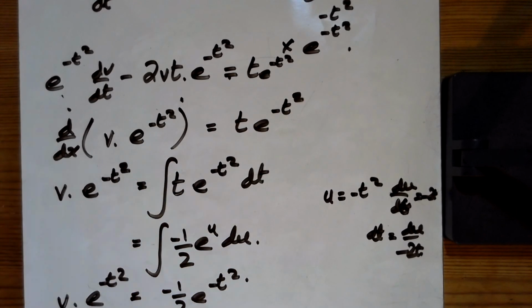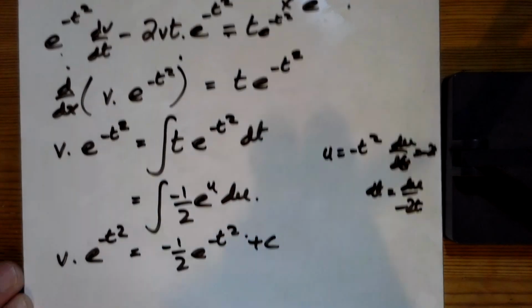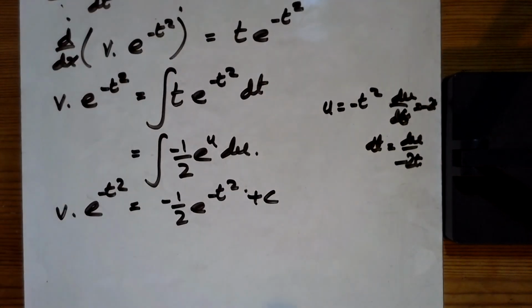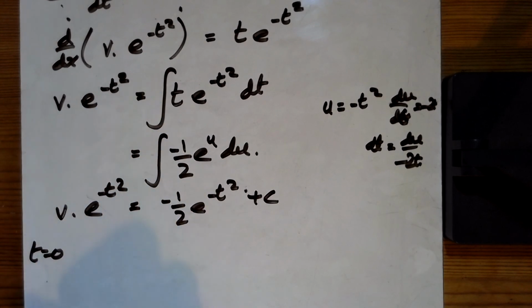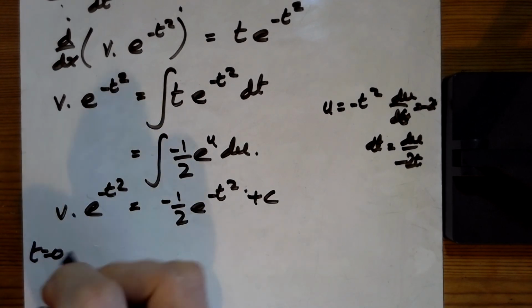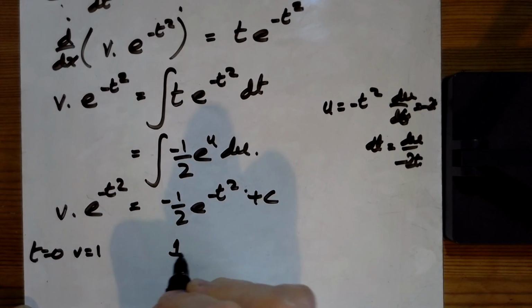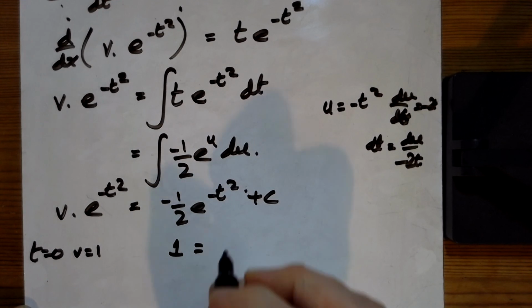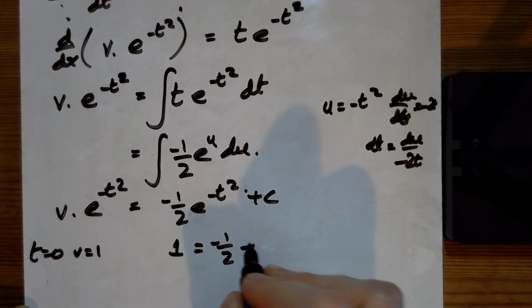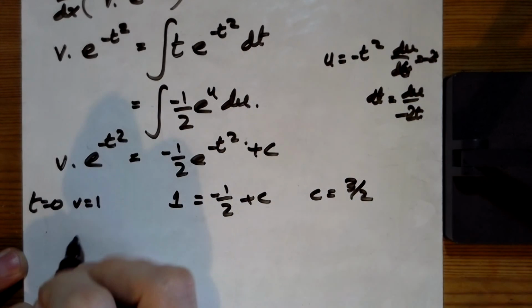Right, let's just pause there and just check I've got that right. So I was a bit nervous there, but it is right. I've got to get a plus c there as well. So we're going to find out what happens at t equals 0. They say at t equals 0, the velocity is 1. v equals 1. Putting all of that in, then we've got 1 equals, because that's e to the 0 is 1, then here we've got minus a half plus c. So c is 3 over 2.